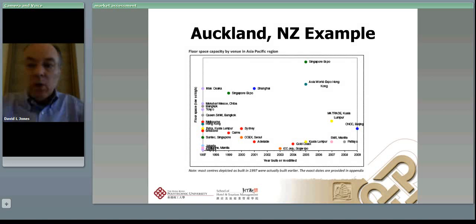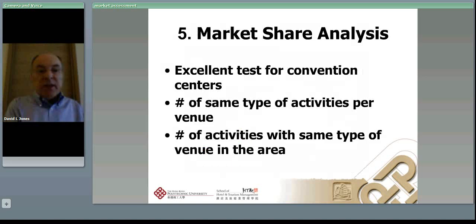Maybe it's more regional competition, because rotation means they're thinking of our region within Asia. Yet another method is looking at market share. This is a good test to see how many activities we get per our venue compared to others. That sometimes can be a good barometer. What are the types of other venues in the area in terms of the number of activities? Making a comparison here of what our percentage of the market is.